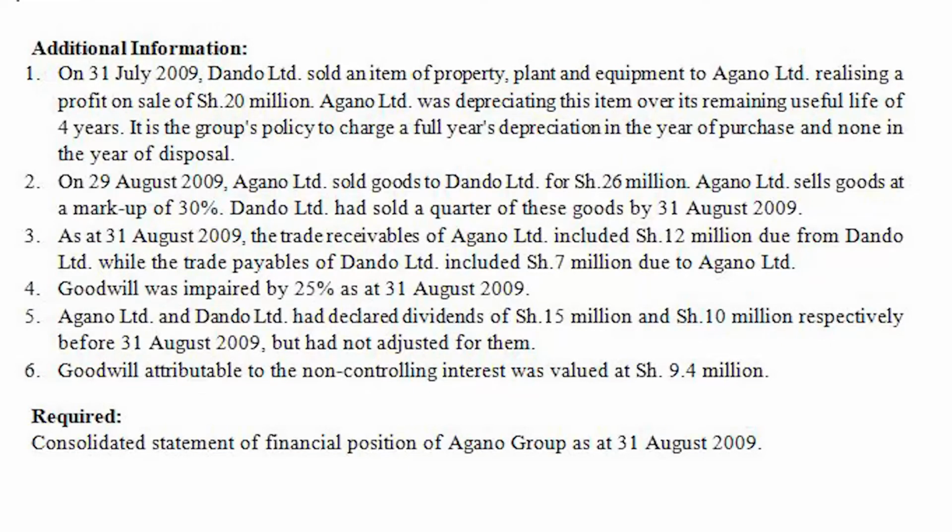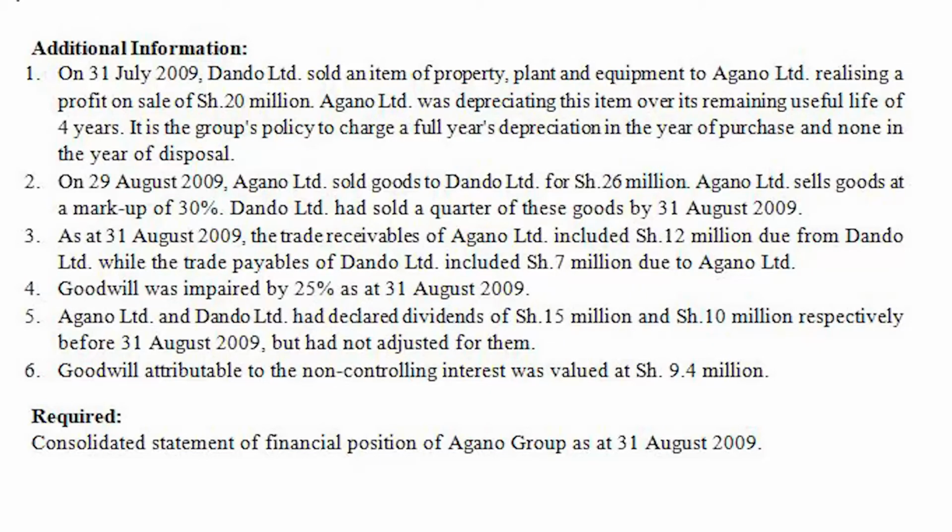2. On 29th August 2009, Agano Limited sold goods to Dando Limited for 26 million shillings. Agano Limited sells goods at a markup of 30%. Dando Limited has sold a quarter of these goods by 31st August 2009. 3. As of 31st August 2009, the trade receivables of Agano Limited included 12 million due from Dando Limited, while the trade payables of Dando Limited included 7 million due to Agano Limited.